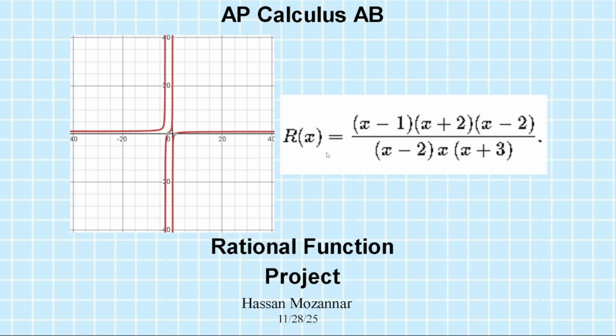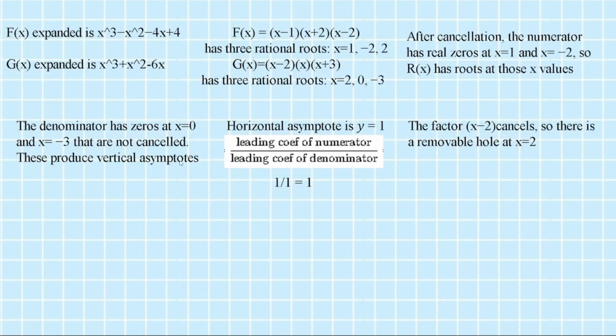I'm going to be analyzing the function r of x here, and to the left is its graph, so now let's get into it. Firstly, I want to establish that the numerator, which we'll call f of x, is equal to x cubed minus x squared minus 4x plus 4. And this is a polynomial since its powers are raised to non-negative integers and its coefficients are real numbers.